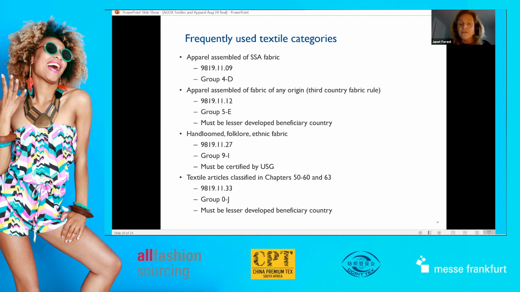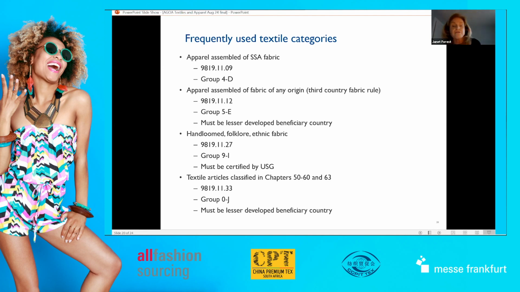So for each country, there will be a Federal Register notice listing exactly what products qualify under this provision. The final category is textile articles, miscellaneous textile articles from throughout chapters 50 to 60, and then chapter 63. Chapter 63 is usually referred to as the home goods chapter, and this is where tablecloths, bed linens, placemats, all of those kinds of things fall.